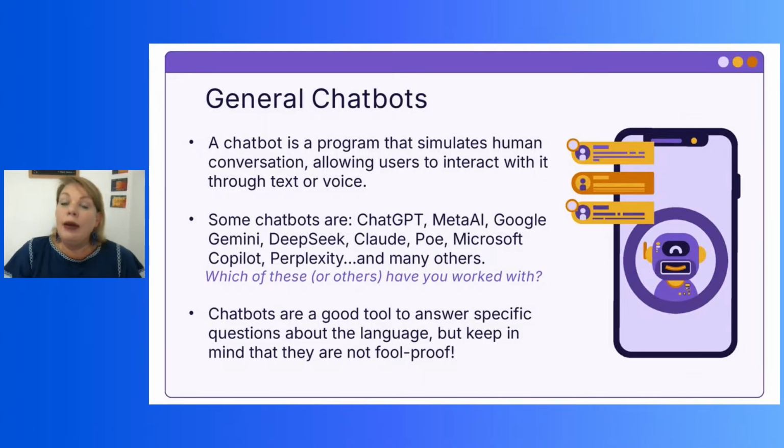Okay. I'm sure that many of you have worked with chatbots. Chatbots, like the most common one being ChatGPT, right? One of the first ones I think that we got introduced to is ChatGPT. So what is a chatbot exactly? A chatbot is a program that simulates human conversation, allowing users to interact with it through text or voice. It's almost like you're chatting with someone, right? Some of the most popular and used chatbots are, like we mentioned, ChatGPT, Meta AI, Google Gemini, DeepSeek, Claude, Poe, Microsoft Copilot, Perplexity, and there are many others.